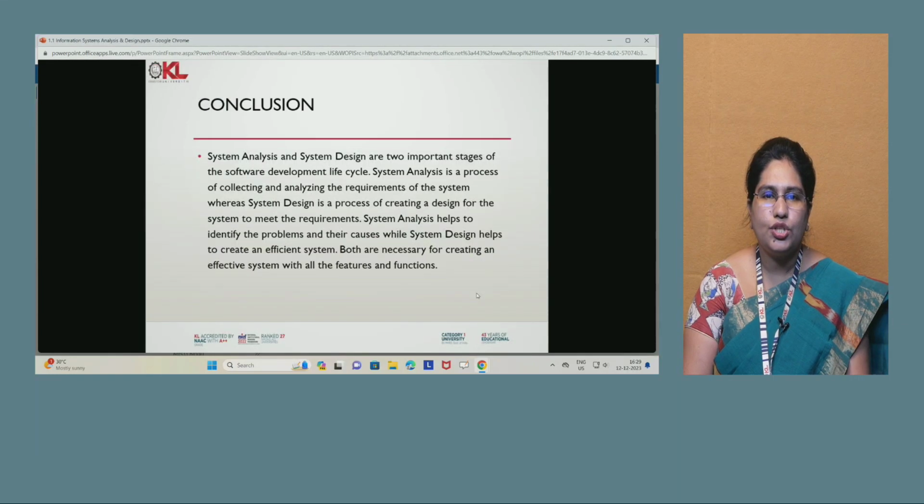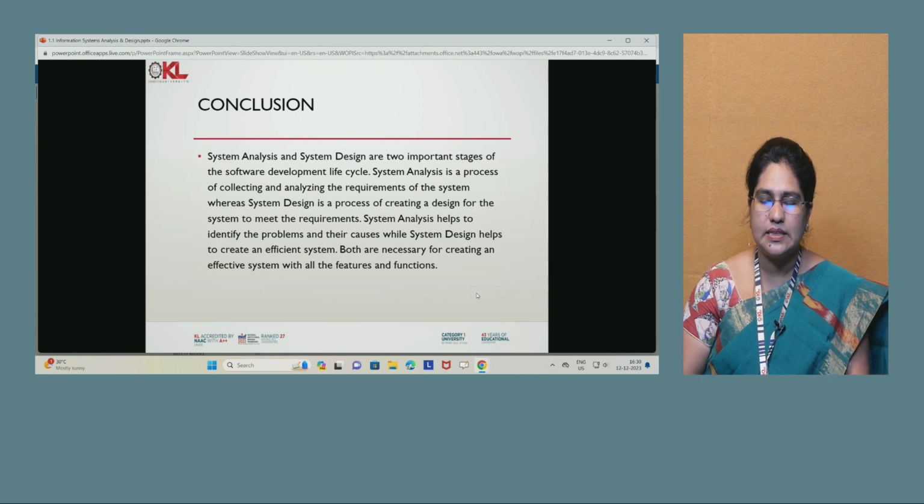So what is the conclusion, ma'am, after learning all these things? These are the two important stages of the software development life cycle. Analysis is used to collect and analyze the requirements, and the design phase is used to create the design. Analysis helps to identify the problems and their causes, while system design is to create an efficient system. But both are necessary to create an effective system in all the aspects of the features and functions.